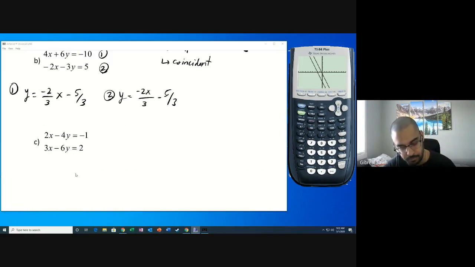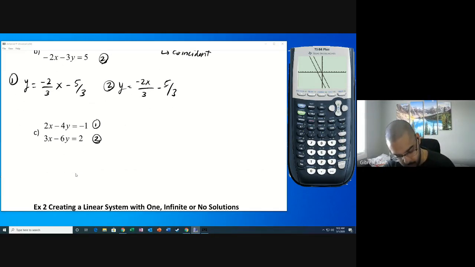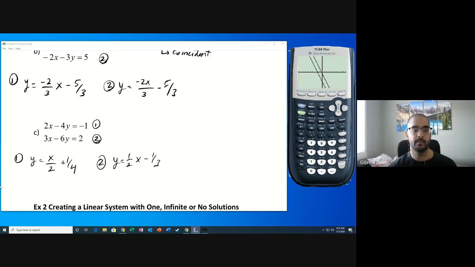And then see the last one here. Same way, number 1, number 2. So line 1 simplifies to y equals x over 2 plus 1/4. And number 2 simplifies to y equals 1 over 2x minus 1/3. Actually same slope. I've just written them differently for some reason. X over 2 is the same thing as 1 over 2x. So those slopes are the same. Y-intercept's different. So this is going to be a parallel case. So these are parallel lines. Therefore, 0 solutions.